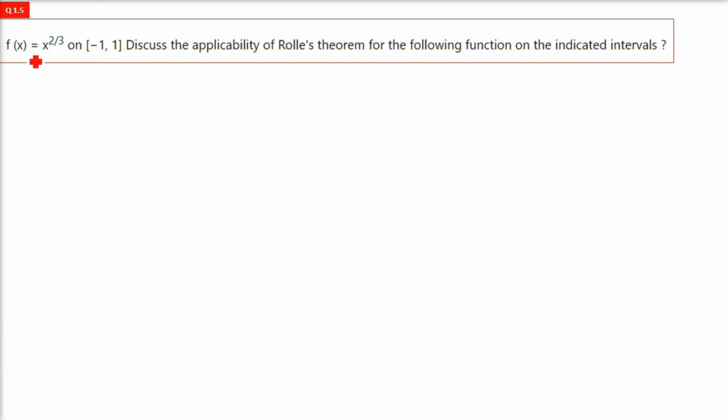Next one is x to the power 2 by 3. Again, the interval is -1 to 1. We have to discuss the applicability. If you remember, the first question was similar to this one. So, as I said, let us check. We have -1 and 1 as the domain points, this is a and this is b. First, it has to be continuous. Because this is a polynomial function, it is continuous.